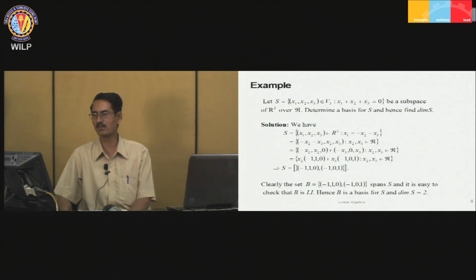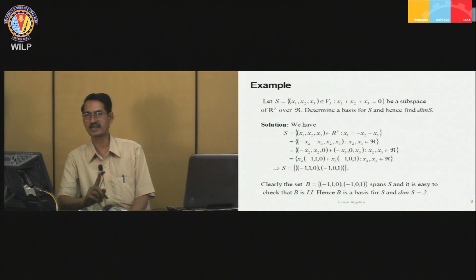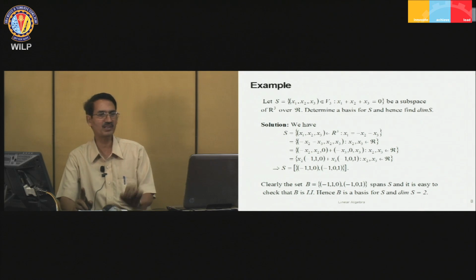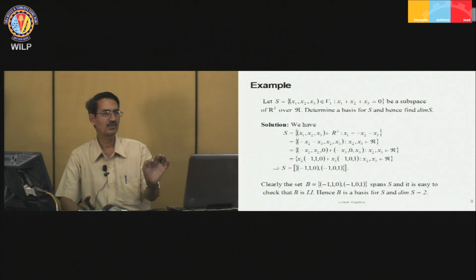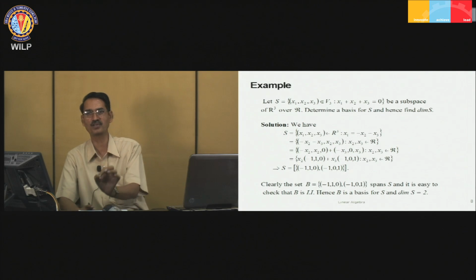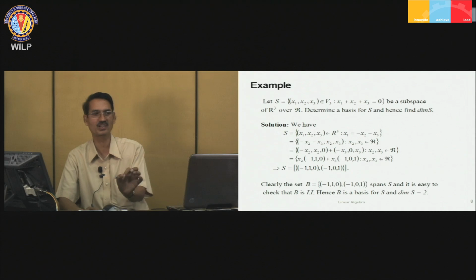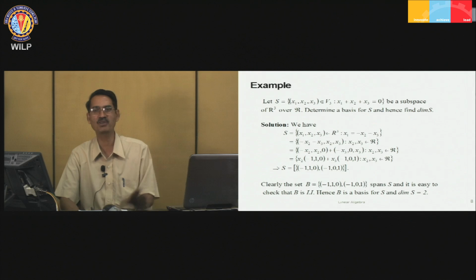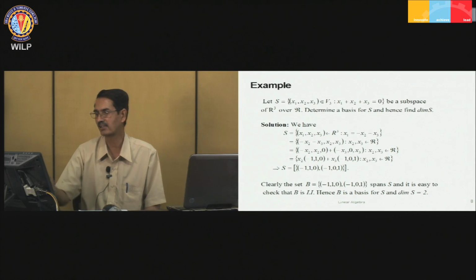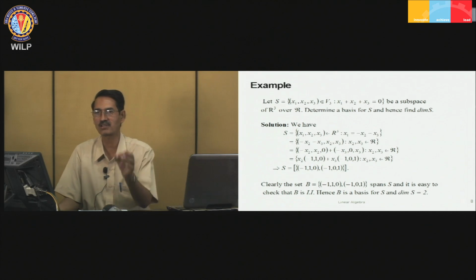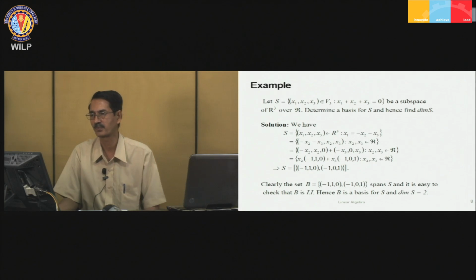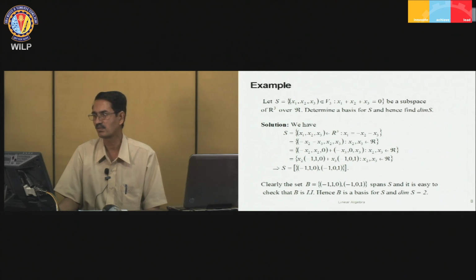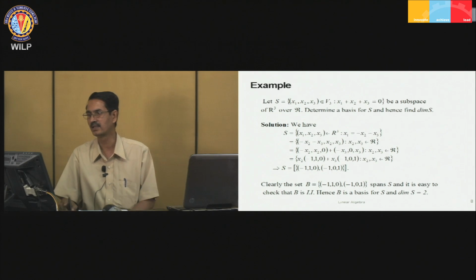This example I am leaving for you as an exercise. See on the slide, everything is explained nicely. First of all, S is the subset of R3 which satisfies a certain restriction, that x1 plus x2 plus x3 is equal to 0. This is an equation of a plane passing through the origin, x1 plus x2 plus x3 is equal to 0. The question is: find a basis for the given set S, that is for the given plane, and find the dimension of this plane.